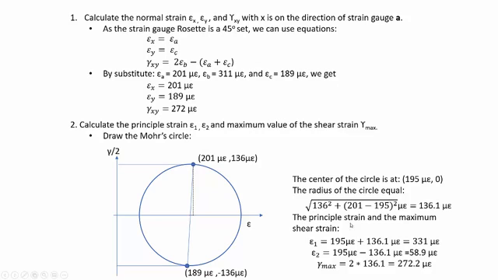Okay, so once we have the circle figured out, the next steps are very simple. The principal strain epsilon 1 is the center plus the radius. That gives us epsilon 1 equal to 331, and epsilon 2, that is the center minus the radius, 195 minus 136, gives us 58.9. And the maximum shear strain is 2 times the radius, and we get 272.2. Okay, so that's step 2.